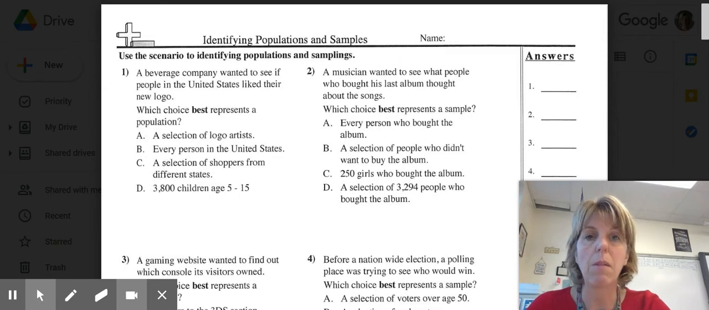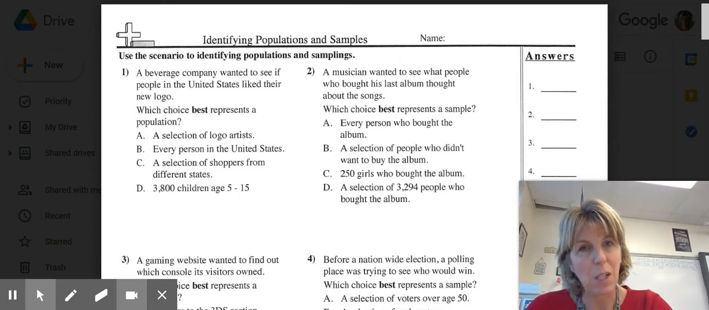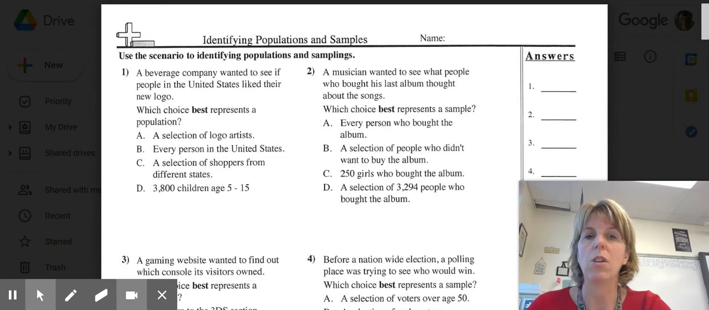So that's the next thing to make a note of in your notes: random and not random. If it is random, it means that every single person in that population has an equal chance of being chosen. Random again means that each person in that population has an equal chance of being chosen. Non-random obviously means that each person doesn't have a fair chance of being chosen.